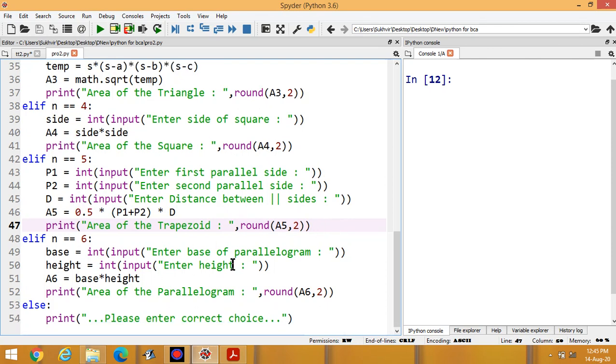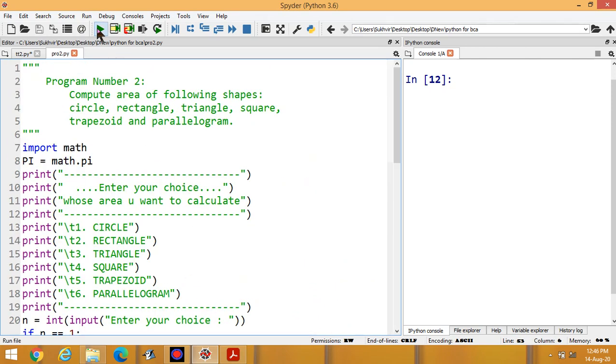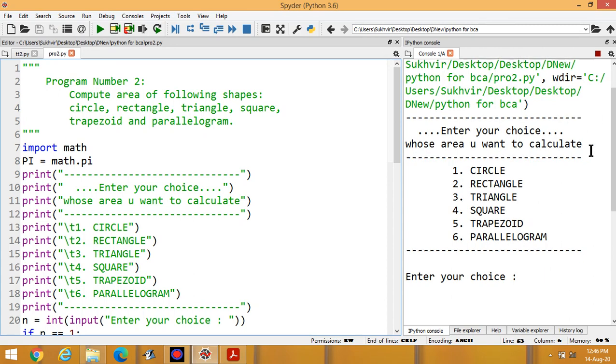The last one is parallelogram. What is the area of a parallelogram? You already know, base multiply height. Then area of parallelogram, round, a6, 2, because it's stored in area 6, because it's the 6th area. Now execute the program.